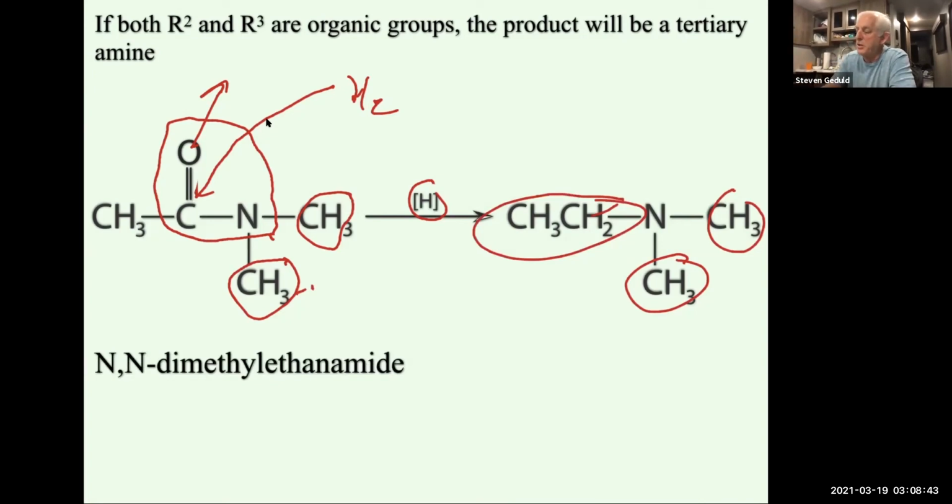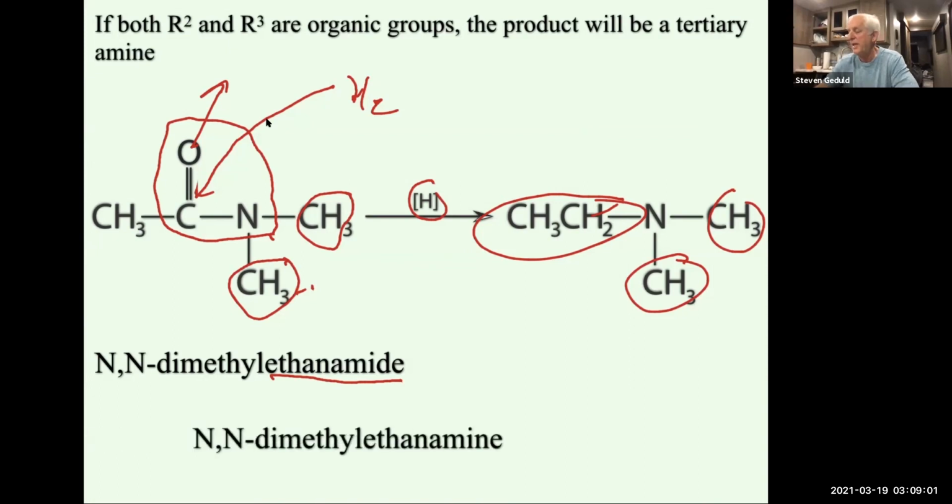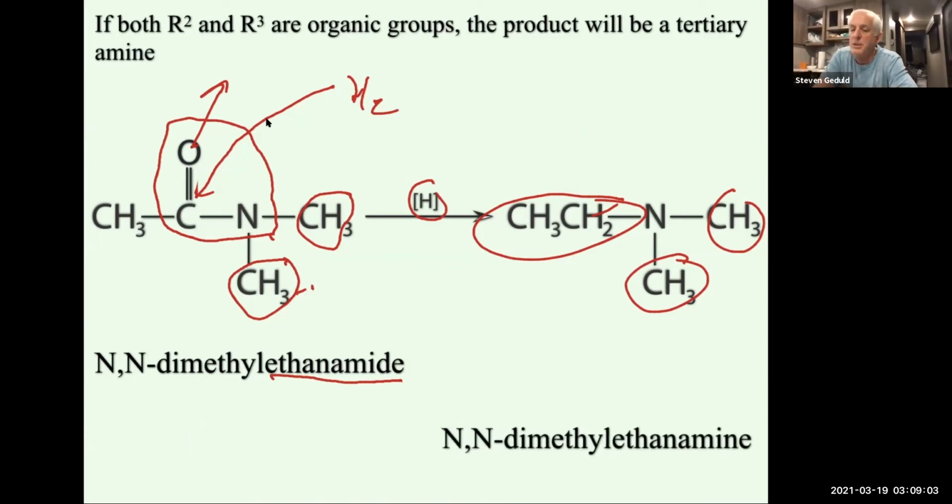So the amide, it tells you the ethane amide, that means there's two carbons associated with the carbonyl group. Okay, and then there's dimethyls attached to the nitrogen, two methyl groups. Okay, so this would be N,N-dimethyl ethane amine.